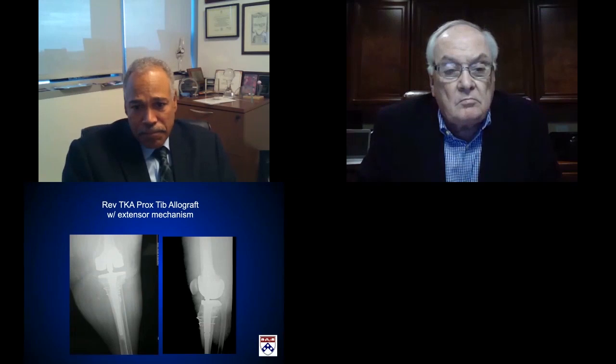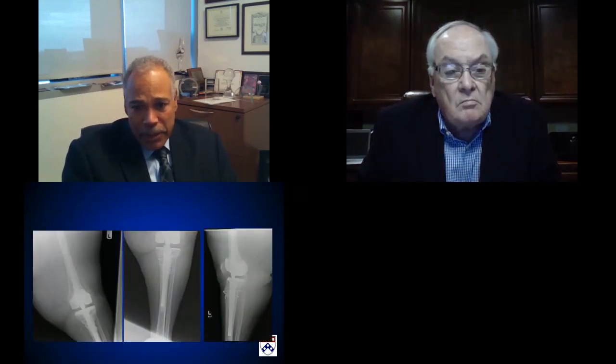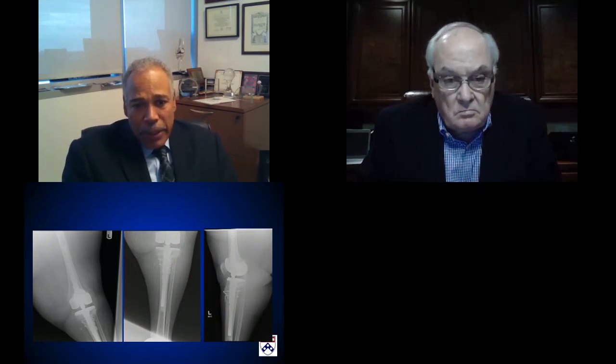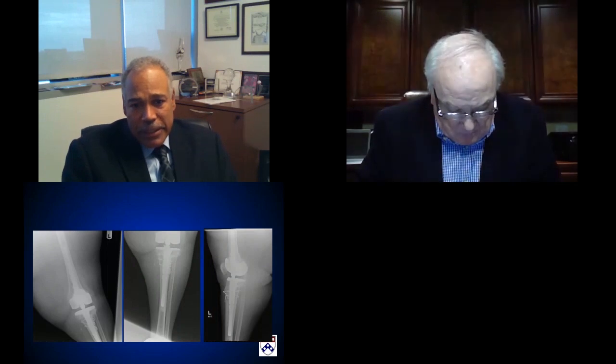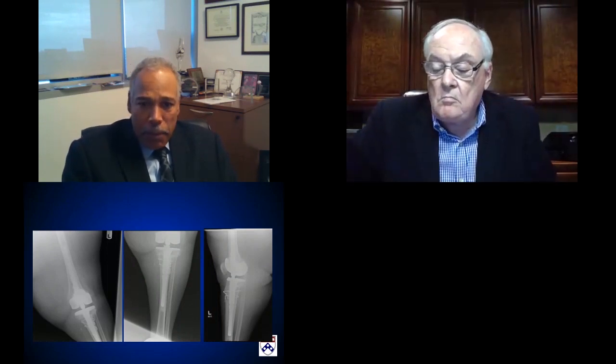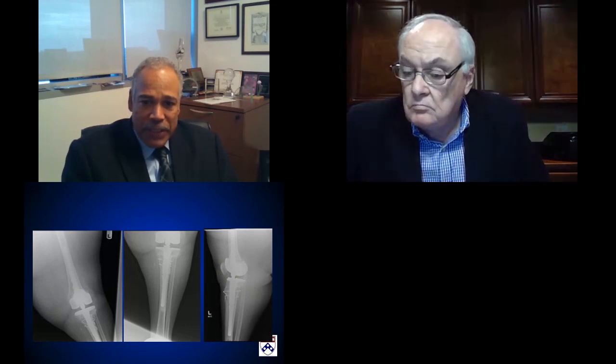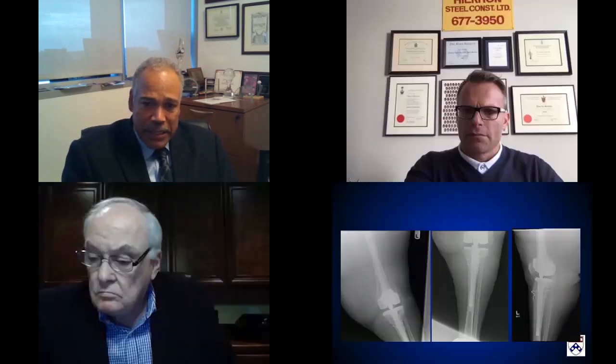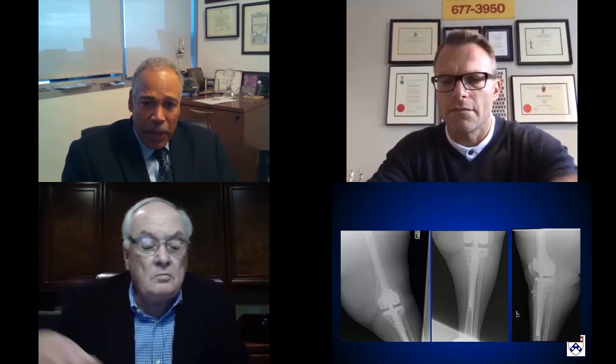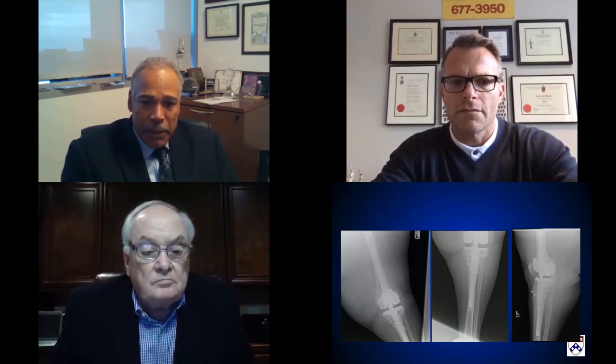Next. And these are the longer images of that patient. Next. So in summary, instability is usually related to some technical problem with the knee replacement. Appropriate component size and position facilitates good flexion and extension gap balancing. Use of constraint may be necessary in some cases of uncorrectable instability.